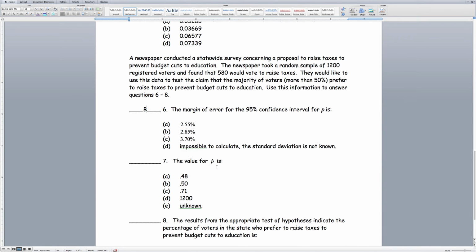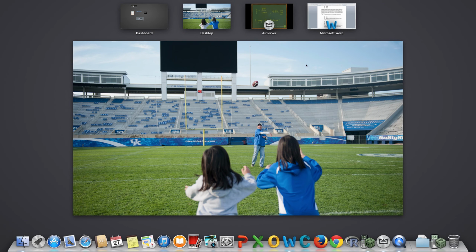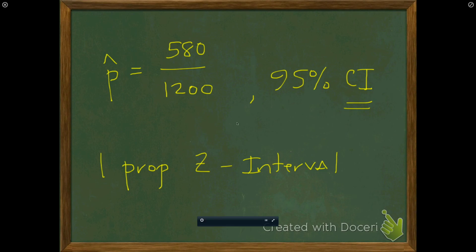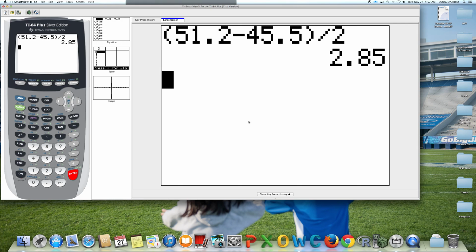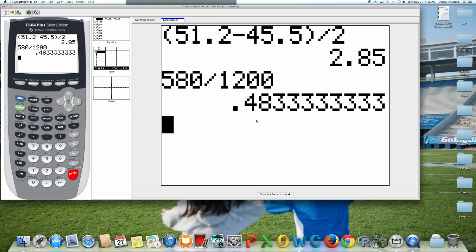Now the second thing, what's the value for p hat? Well, that's really easy because that's just x over n, and that's 580 over 1,200. So I'm just going to go to the calculator and do 580 divided by 1,200, and I'm looking for something close to 0.483.